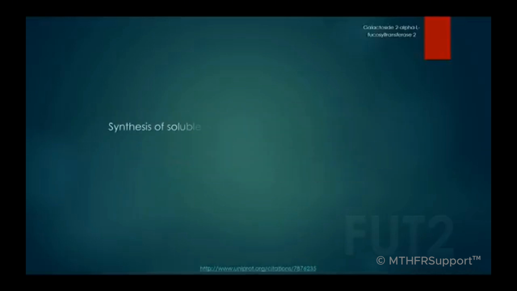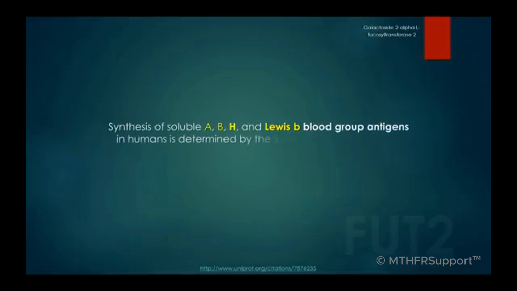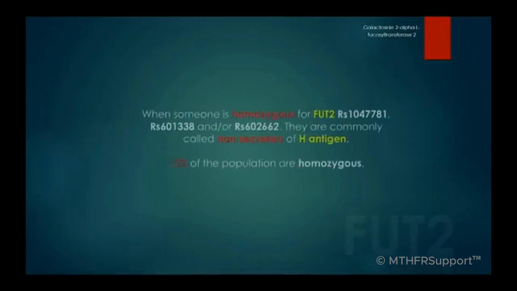Synthesis of soluble A, B, H, and Lewis B blood group antigens in humans is determined by the secretor SE, FUT2 blood group locus. When someone is homozygous for FUT2, RS104778, RS601338, and or RS602662, they are commonly called non-secretors of H antigen. 15% of the population are homozygous.